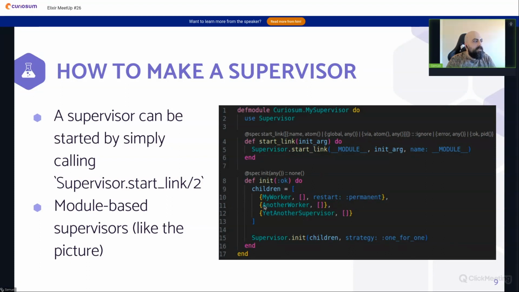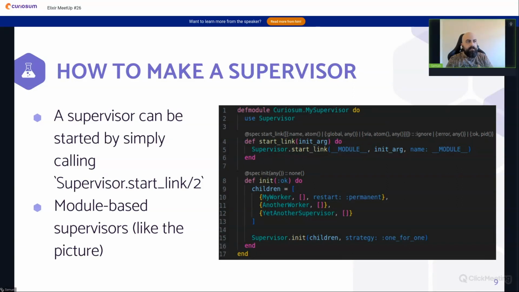Also, here in the init callback, we have the children list that will have our processes, and for all those processes we can define a restart strategy that we will talk a little bit more about in the next slides. But it's very important to know that for all those processes, the order here matters. They are started from top to bottom, and they are terminated from bottom to top.